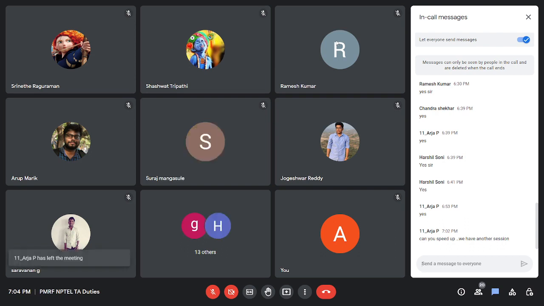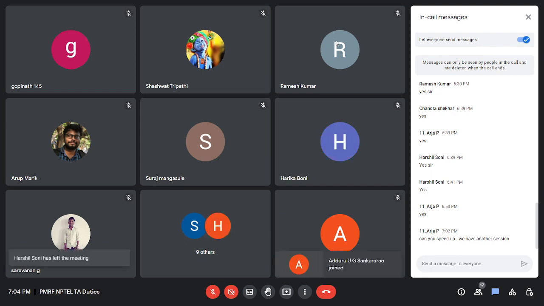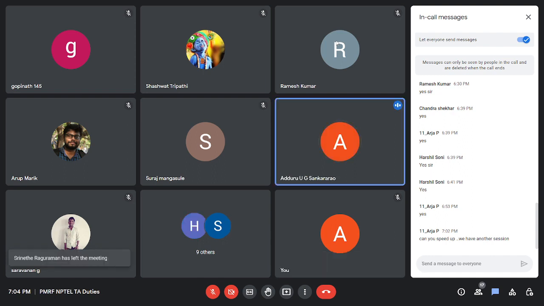Is that okay? 13 kilohertz is the minimum frequency.